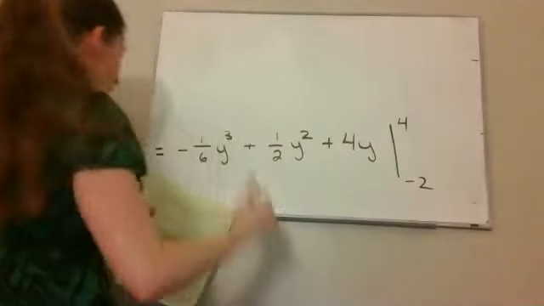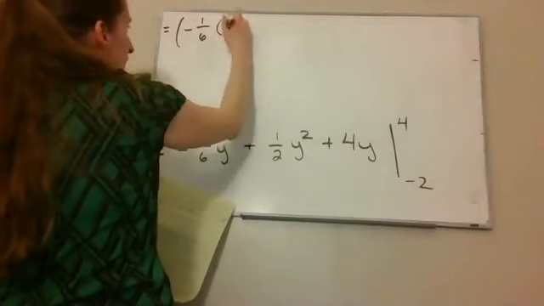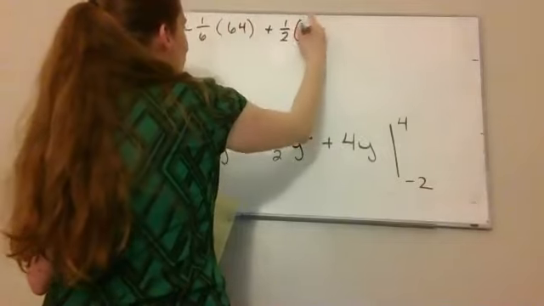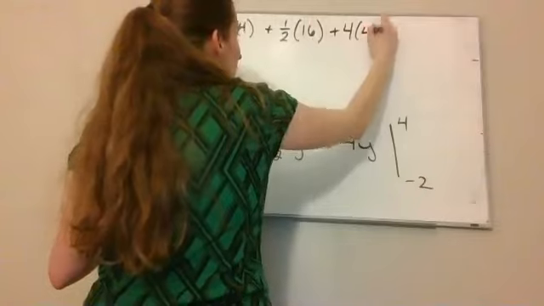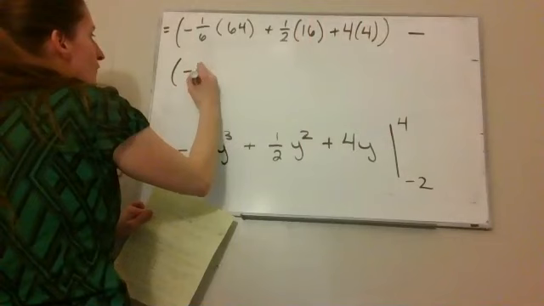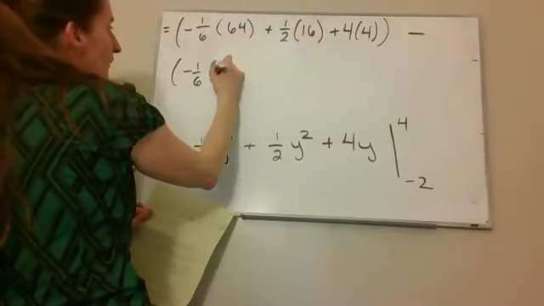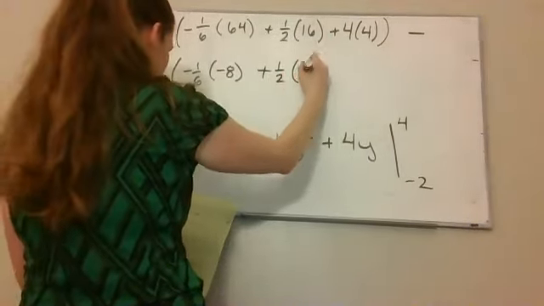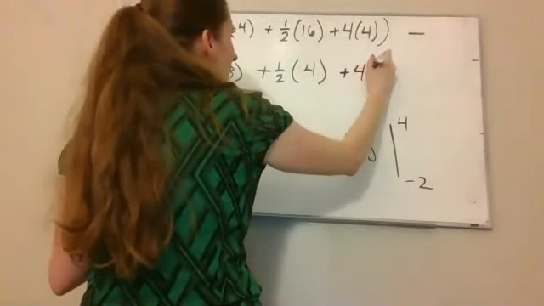So plugging in that 4 first, we get negative 1/6 times 4 to the third, which is 64, plus 1/2 times 4 squared, which is 16, plus 4 times 4. And then I have to subtract what I get when I plug in the negative 2. I have a negative 1/6, and negative 2 to the third is negative 8. Then plus 1/2, negative 2 squared is 4. And then I have a plus 4 times a negative 2.